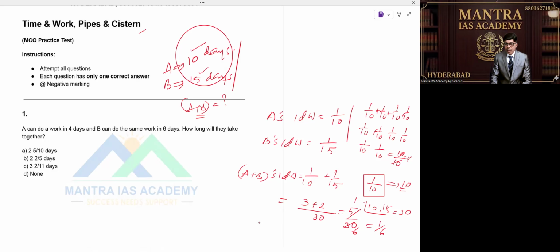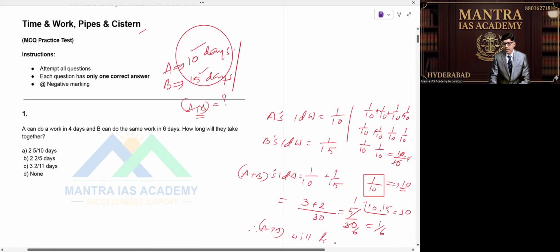Therefore, A and B will finish the work in how many days? It means the reverse of this. Therefore, A plus B will finish it in 6 days. This is the answer, beta. For this, I will tell you a beautiful shortcut. A wonderful shortcut is there, beta.